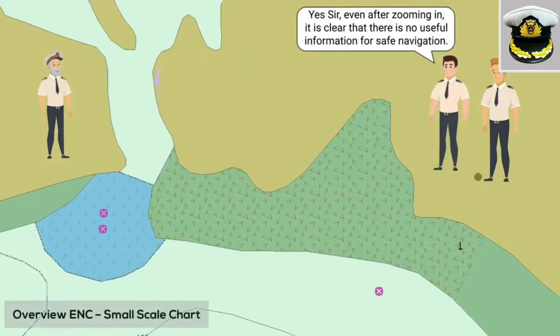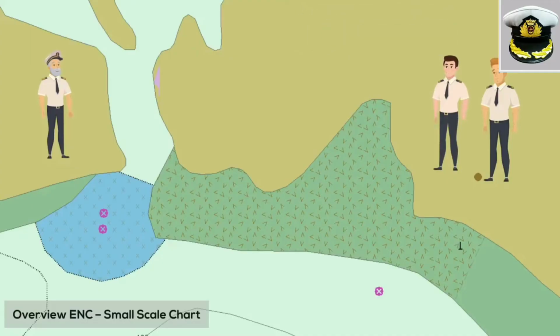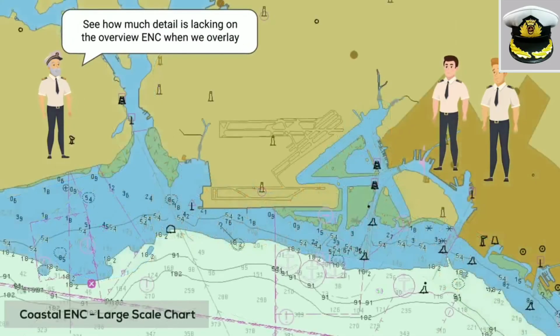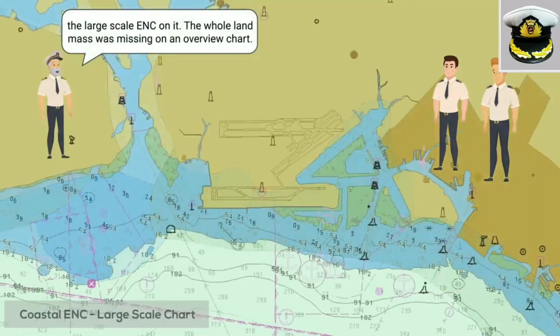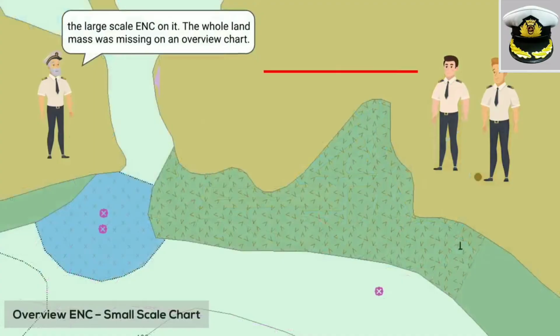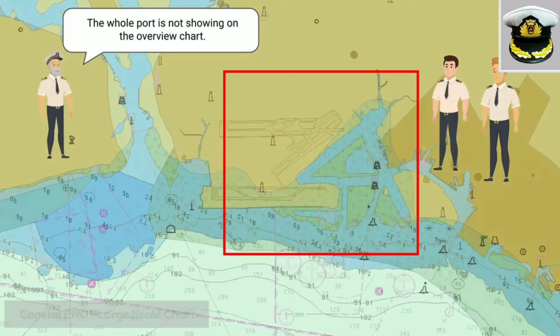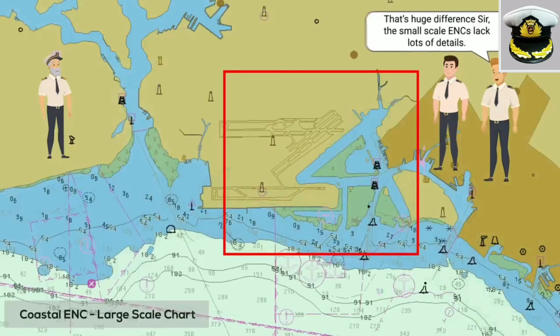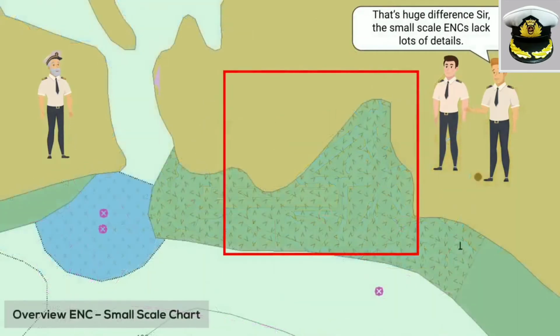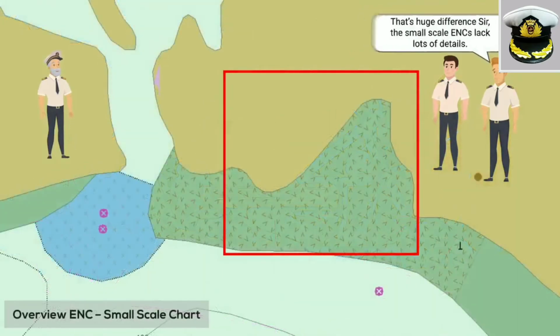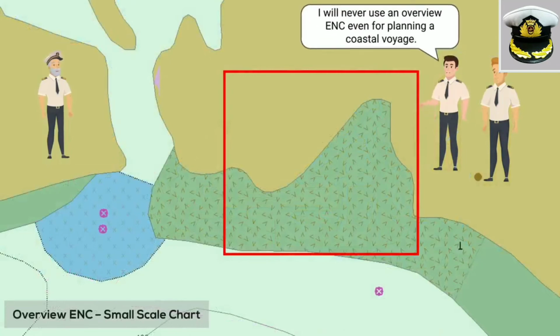Yes, sir. Even after zooming in, it is clear that there is no useful information for safe navigation. See how much detail is lacking on the overview ENC when we overlay the large-scale ENC on it. The whole landmass was missing on an overview chart. The whole port is not showing on the overview chart. That's a huge difference, sir. The small-scale ENCs lack lots of details. I will never use an overview ENC, even for planning a coastal voyage.